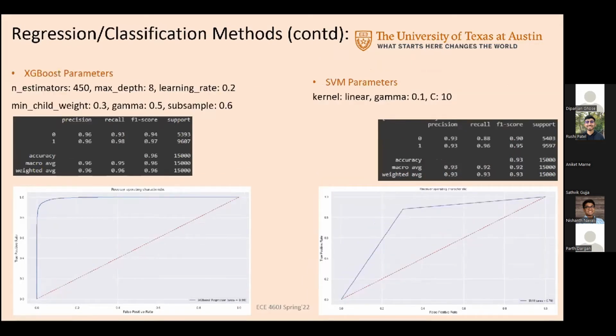And then finally, we used XGBoost and SVM in the regression and classification side of it. Those parameters are also listed: 450 n estimators, a max depth of 8, a learning rate of 0.2, a minimum child weight of 0.3, gamma of 0.5, subsample of 0.6. So once again, you can see those scores below, about 95 to 96%, even further improving on our previous models. And with the SVM parameters, we used a linear kernel, a gamma of 0.1, and a C of 10, and we were able to receive positive results, but not as good as previously, ranging from 0.92 to 0.93.